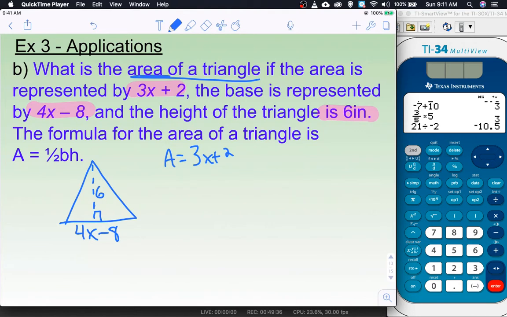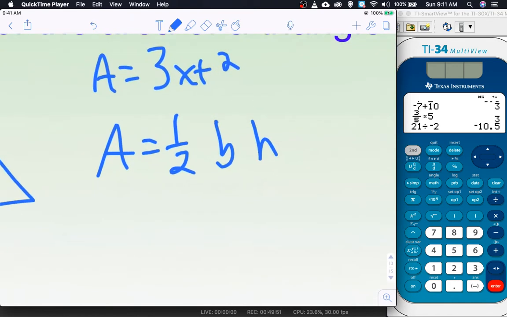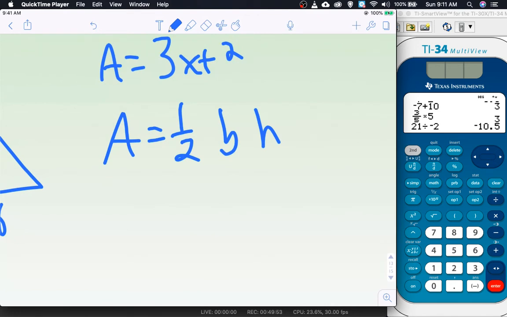And then they give me the formula for the area of a triangle. Well, that's useful because the first step after you've written down a formula, area equals 1/2 base times height, is to plug in what you know. Substitute. I know, right here, area. I'm going to plug in 3x plus 2 in for area. It tells me that that's what the area is.